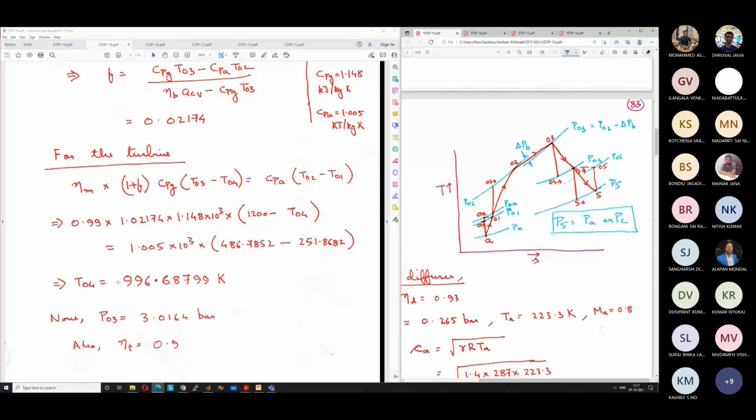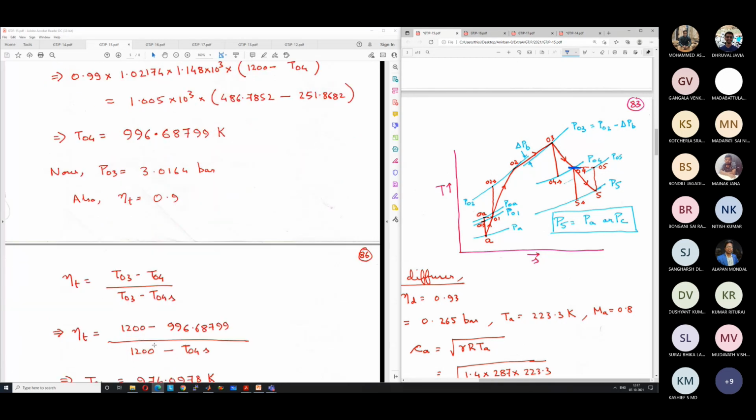We find that T04 is 996.68799 Kelvin. This is the outlet temperature from the turbine. This will be the inlet temperature to the nozzle. Now P03 we have already calculated to be 3.0164 bar, and the efficiency of the turbine is given.